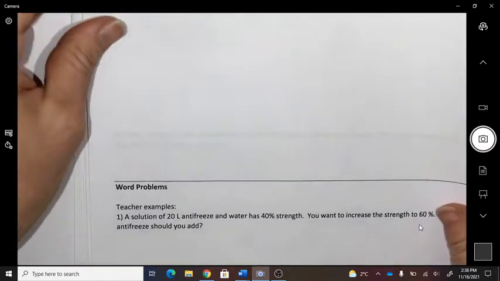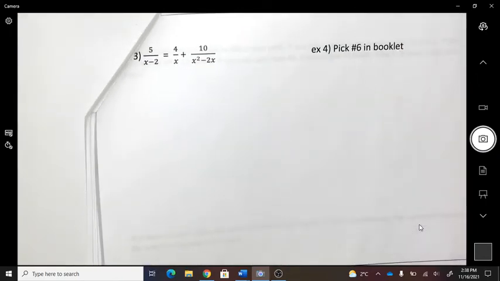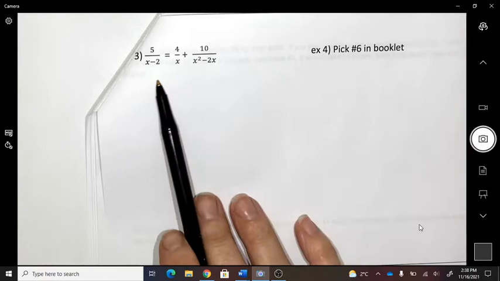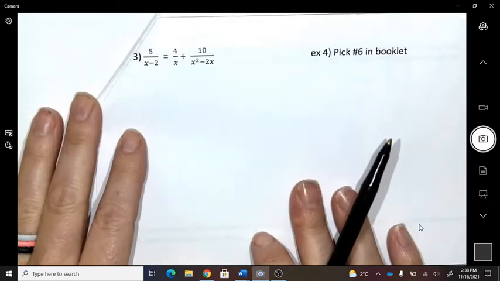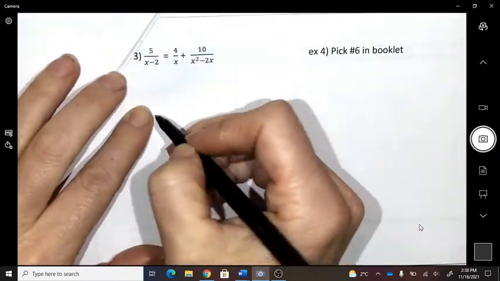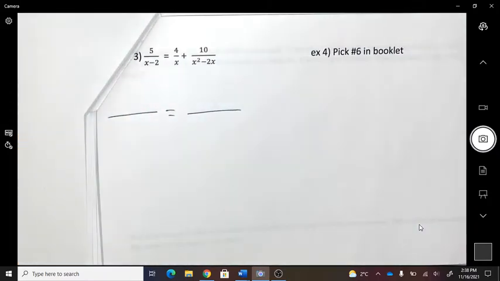Okay, number 3. Okay, so the first thing you look at is you say, am I going to cross multiply it or common denominator drop it? Those are your 2 options. Common denominator. So that's what I do as a setup. I'm gonna have this side, the bottoms are gonna be the same.